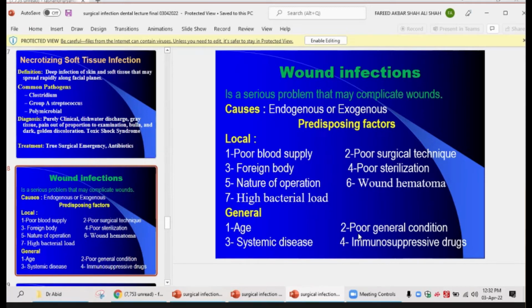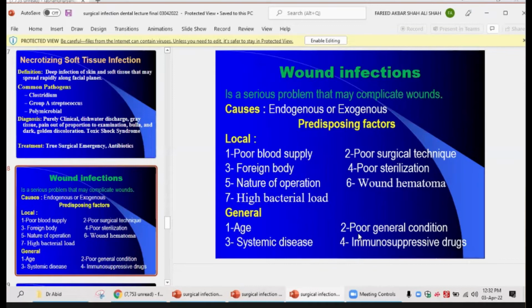Okay, now what are the predisposing factors? There's a poor blood supply of that region, there's poor surgical technique, there's a foreign body placed there, there's poor sterilization, the nature of the operation, there's wound hematoma, and there's a high bacterial load.